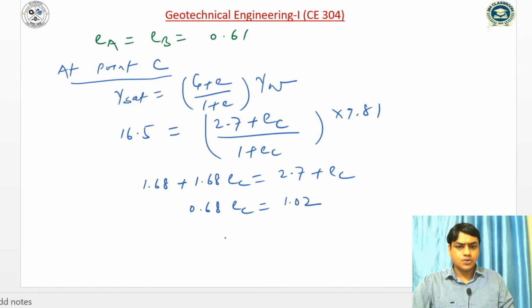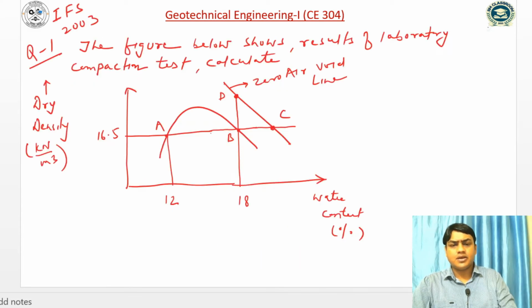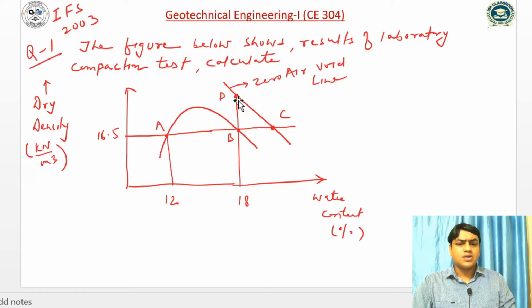So EC is equal to 1.02 divided by 68, so it is coming 1.5. So the void ratio at C is 1.5. Similarly, here we can compute the void ratio. So at the moisture content of 18%, we can write e into S is equal to w into G.